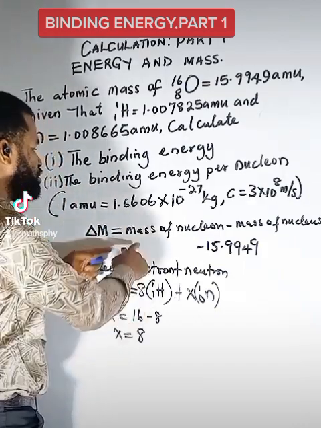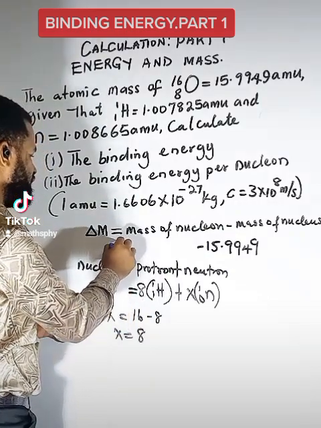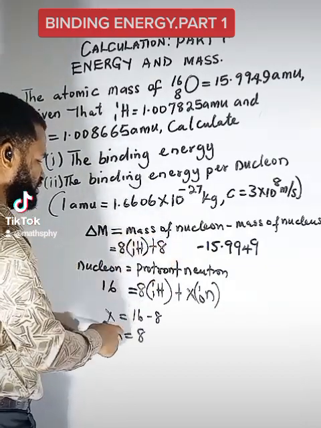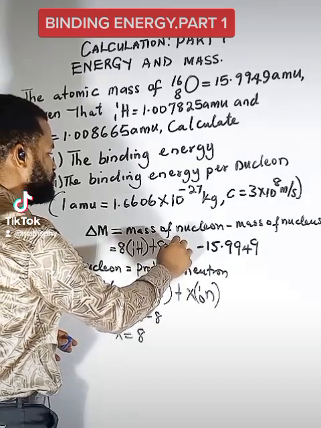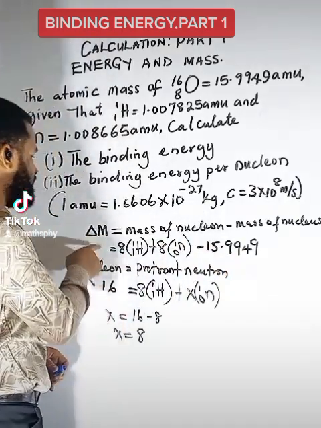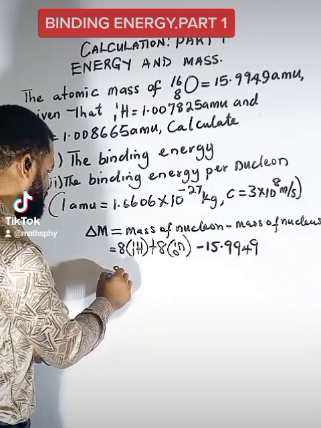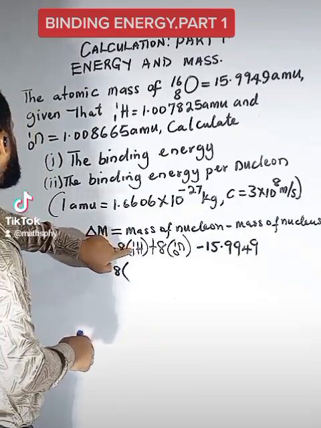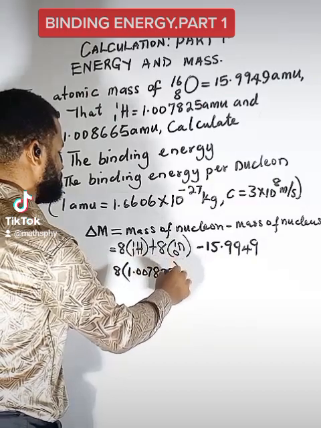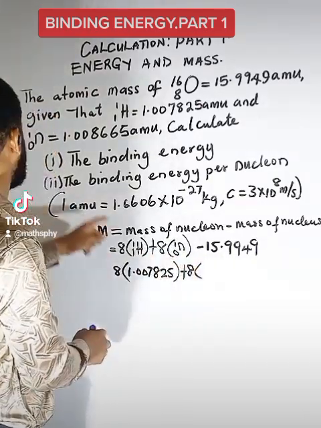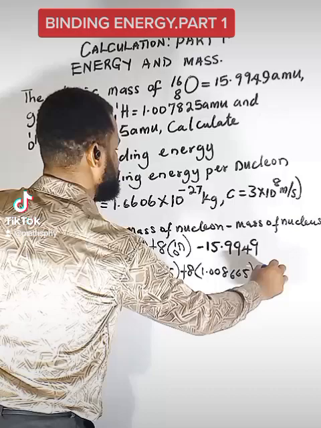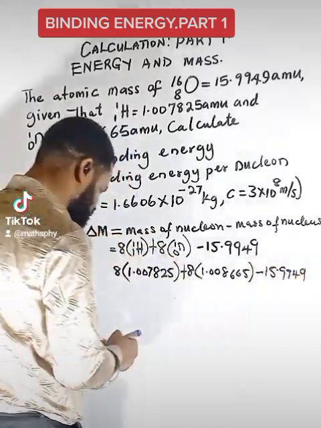It means that the whole nucleus includes 8 times one atom of proton, plus 8 times one atom of neutron. If I can find this value and subtract 15.9949 from it, I will find the mass defect. This is going to be 8 times one atom of proton, 1.007825, plus 8 times one atom of neutron, 1.008665, then minus 15.9949.